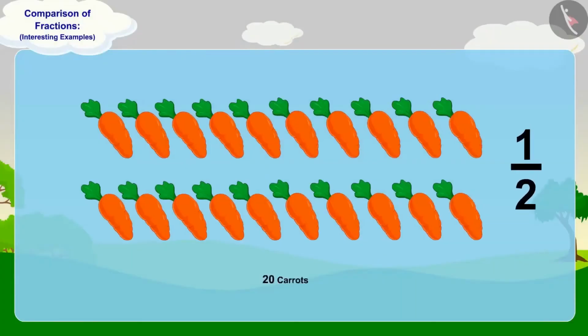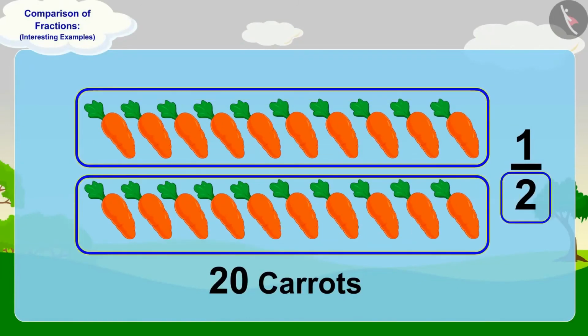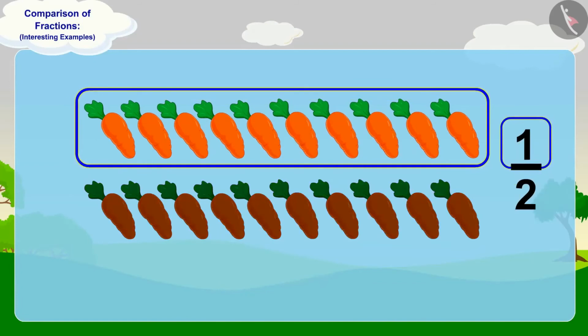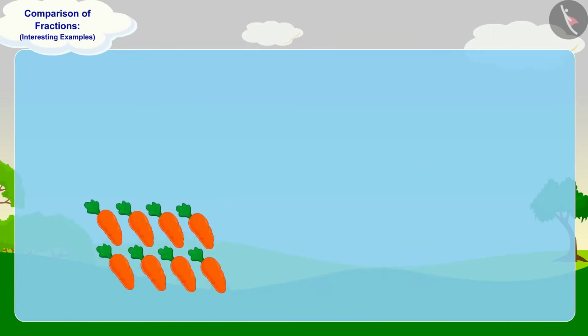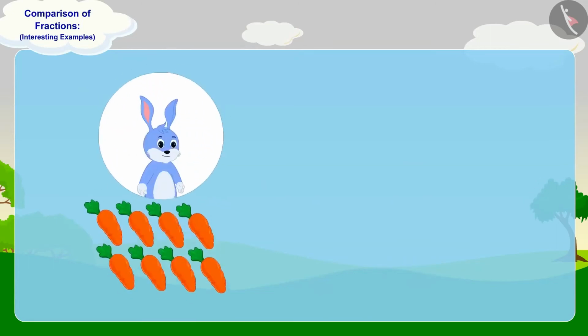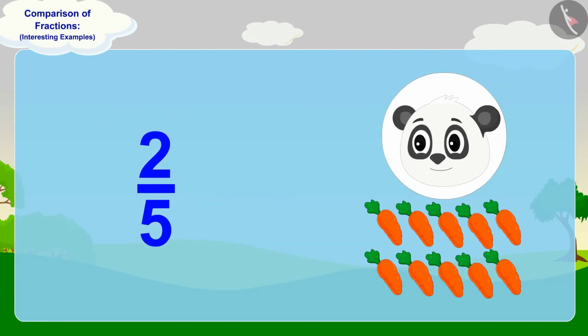To find half of 20 carrots, we have to divide them into 2 equal parts, and then 1 part has to be taken from it. In this way, 10 carrots will be half of 20 carrots. Babban will give 8 carrots to Bunny and 10 carrots to Golu. Hence, Bunny will get lesser carrots than Golu. In this way, we can see that the fraction 2/5 is less than half.